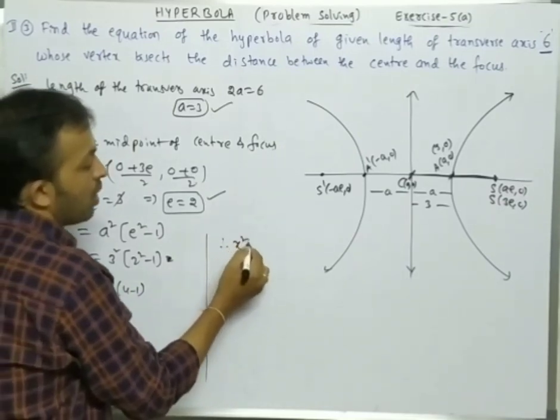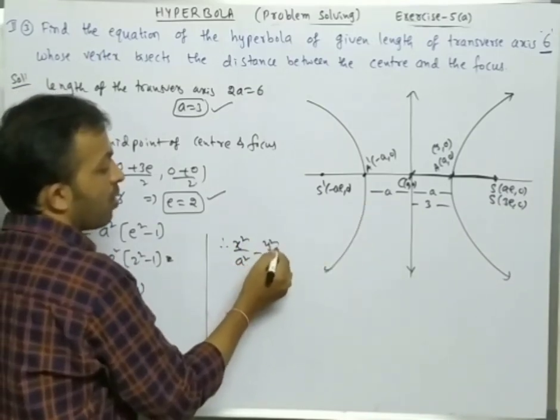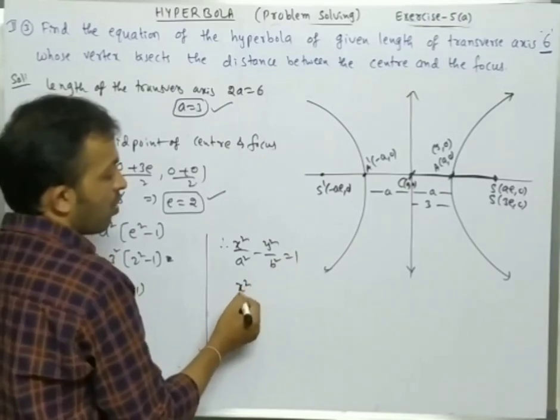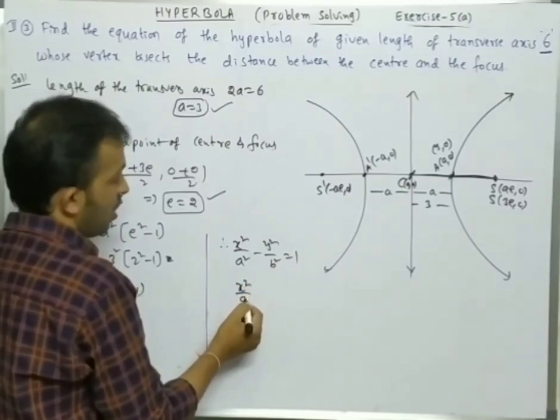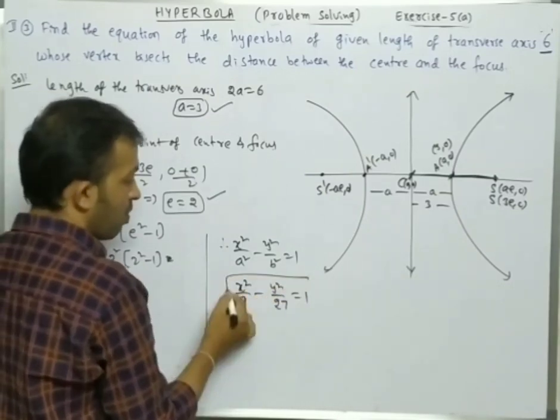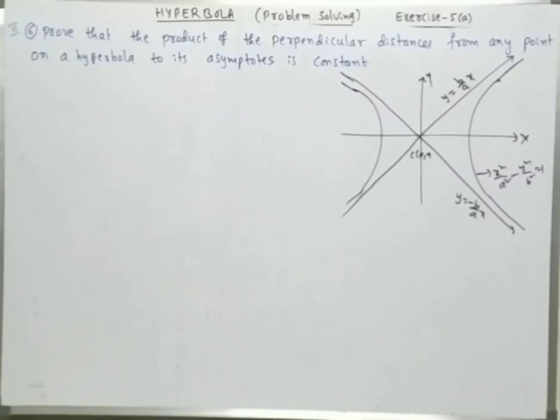Therefore the equation of the hyperbola, for this type of hyperbola, x square by a square minus y square by b square is equal to 1. So x square by 9 minus y square by 27 is equal to 1. This is the equation of the required hyperbola. Read the problem carefully, write the terminology, and then we can easily solve the problem.